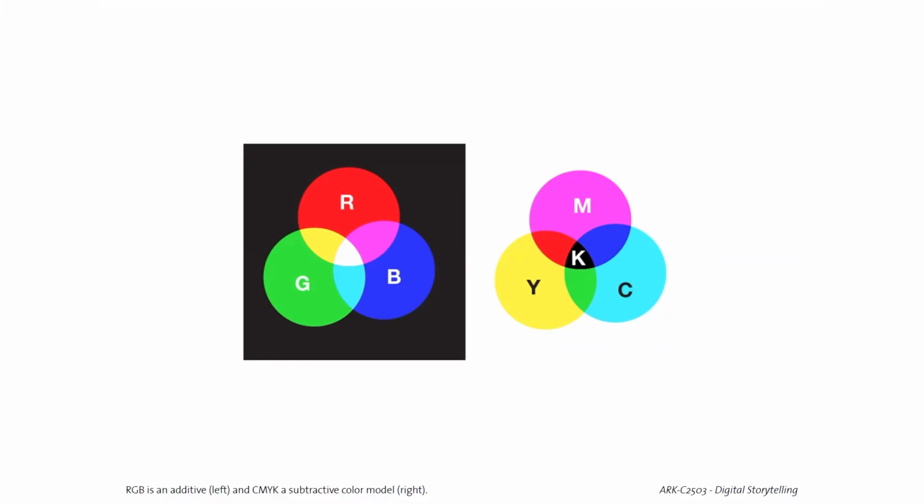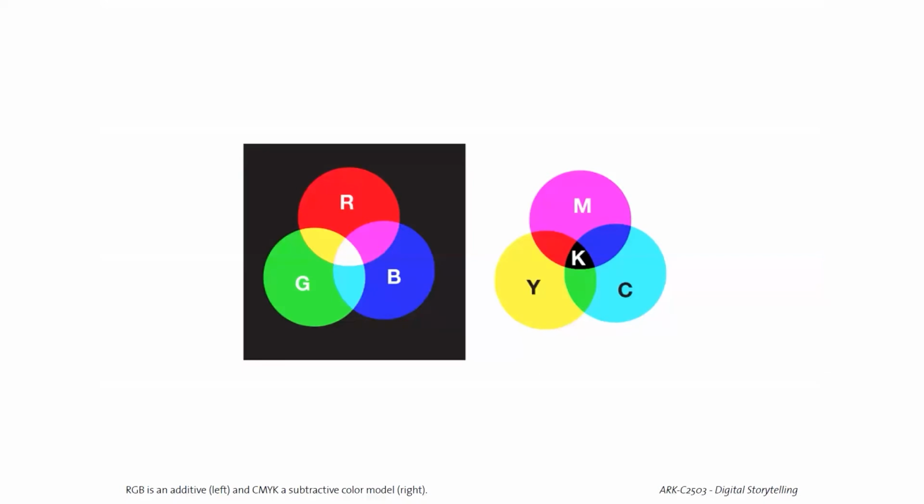So R, G, and B are 3 colors that, when we combine them in different proportions, we can get, I wouldn't say any color, but quite a lot of other colors. And that's again how your screens work, and TVs, mobile phones, and so on.